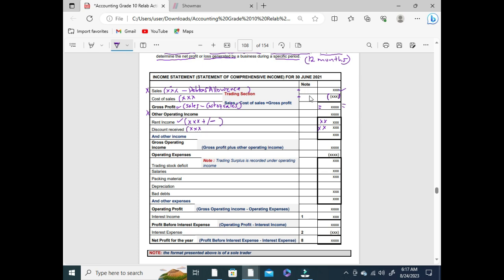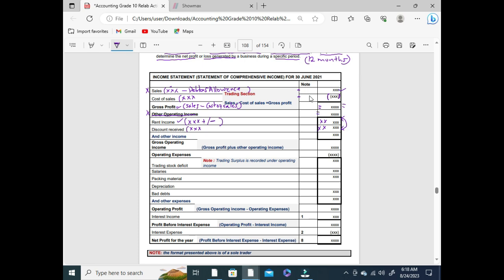And then there are many incomes in the business, such as profit made from selling an asset in the business, and provision for bad debts adjusted, and many more incomes. So all your incomes will be under other operating incomes. And then we are going to add all our incomes.